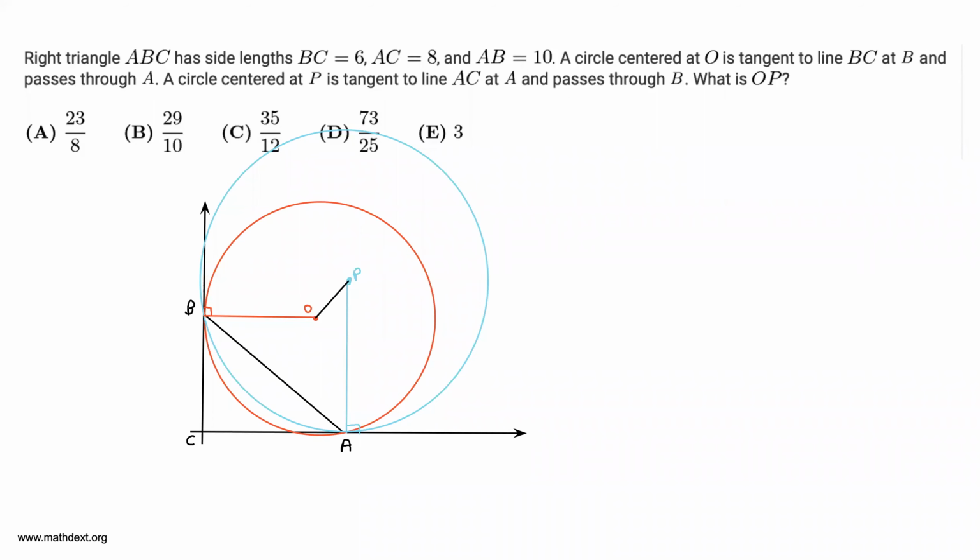Right triangle ABC has side lengths BC equals 6, AC equals 8, and AB equals 10. A circle centered at O is tangent to line BC at B and passes through A. A circle centered at P is tangent to line AC at A and passes through B. What is OP?